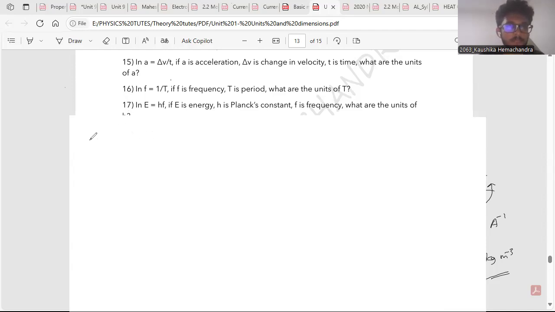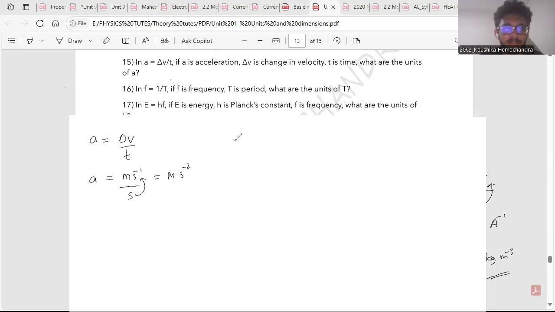Right. Then 15th one, they have A equals delta V over T. A is acceleration, delta V is change in velocity, T is time. What are the units of A? Same question, no? Change in velocity is like a difference in velocity. So when you take difference, units don't change, no? It's just meters per second. Divide by seconds. So acceleration is, this goes up, it becomes minus 1 as well. Minus 1, minus 1, minus 2. m s^-2. Acceleration should have the same units everywhere, no?